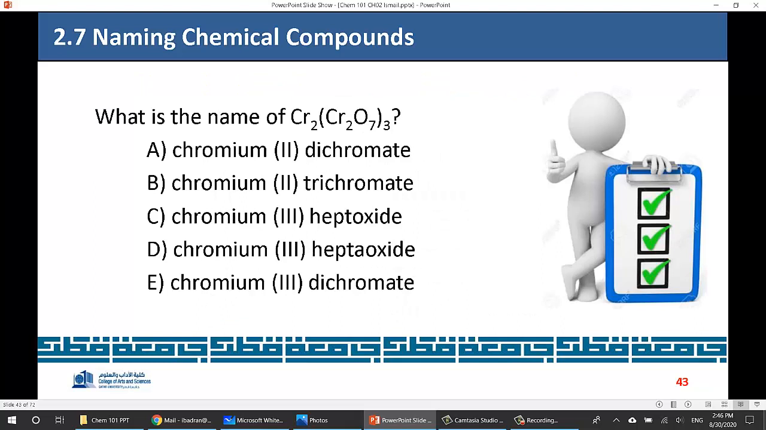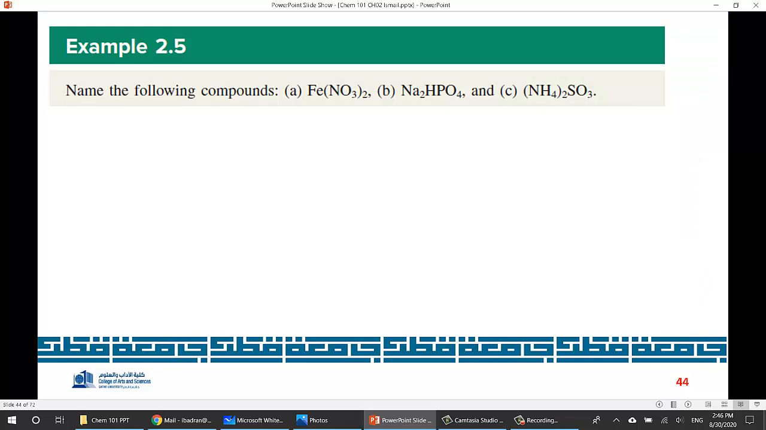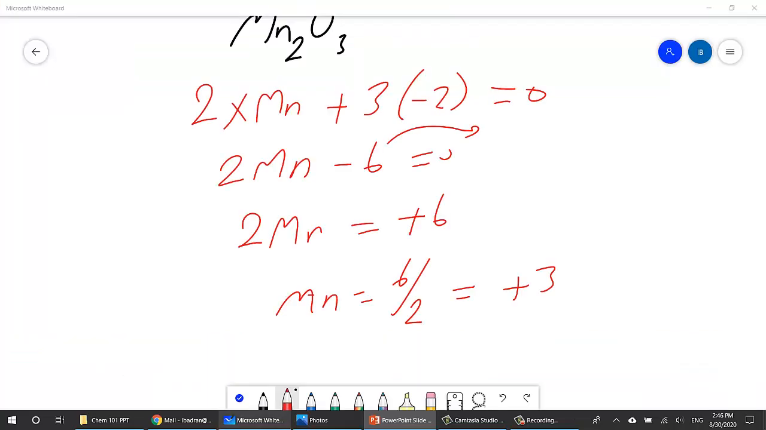So that's a multiple choice question. What is the name of Cr2O7, all 3? There are 5 choices here. I will leave you to think about this question on your own, and we can discuss this in class. And now we have a few questions here. Name the following compounds. We'll solve this on our whiteboard.